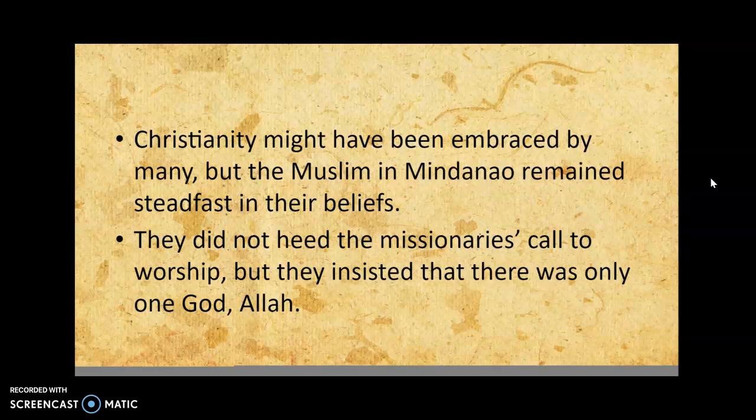Christianity might have been embraced by many, but the Muslims in Mindanao remained steadfast in their beliefs. So they did not change their religion at all. They followed what they believed in, which is Islam. Alright? They did not heed the missionaries' call to worship, but they insisted that there was only one God, which is Allah. So we remember that in Mindanao, some parts of Mindanao are the only provinces or cities that were not conquered or colonized by the Spaniards. Okay? Because of course, they have a very good leader, their Sultan.